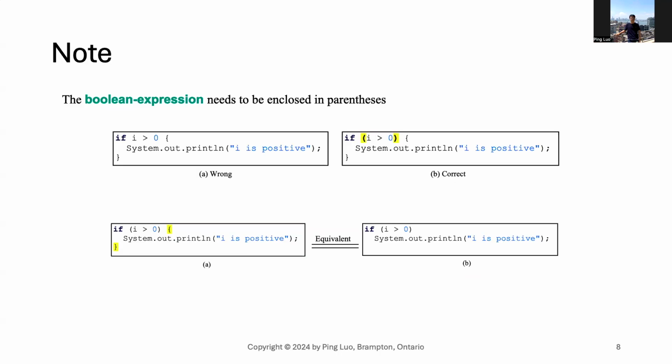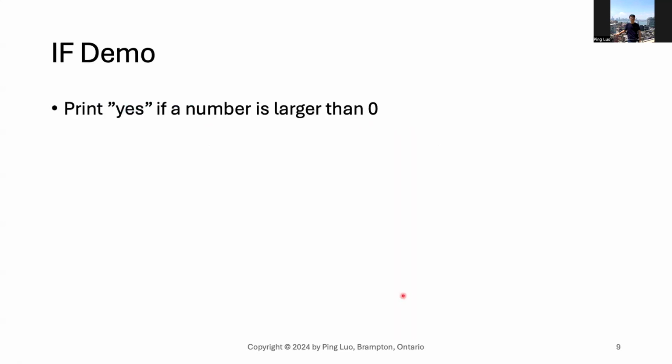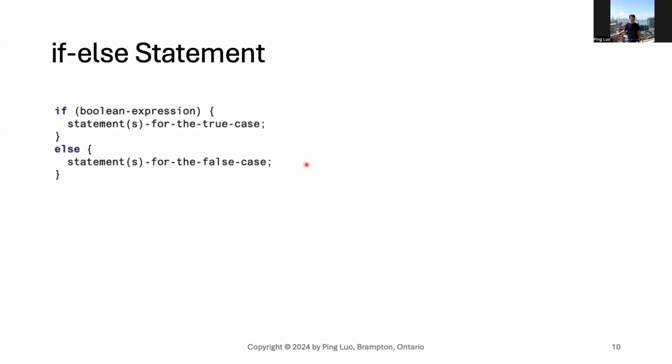Notice that with the if statement, the Boolean expression inside has to be enclosed by parentheses. So the left one is wrong, and this one is correct. Also, if there is only one statement after the conditional, the curly braces can be kept or removed. Either way is okay. So yeah, we check the demo to see if the radius is larger than 0.